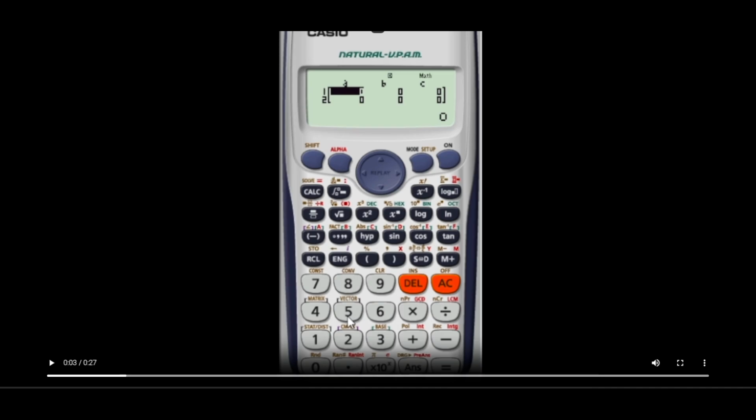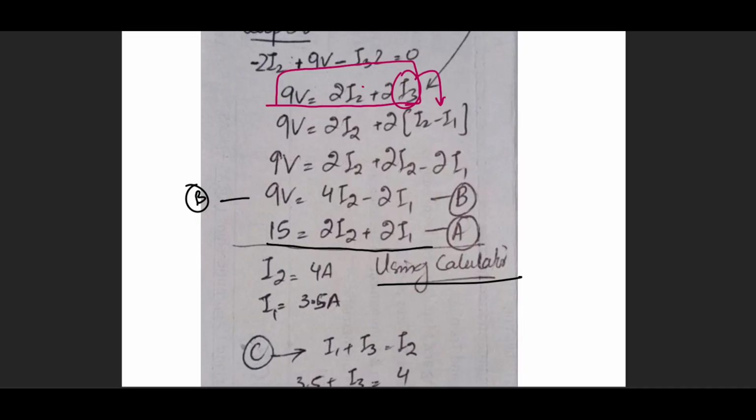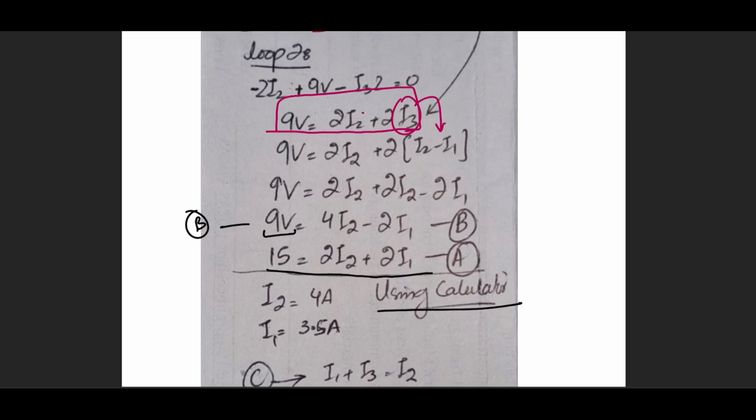Now let me write this equation down for you. This is the equation that we're trying to solve. Be very careful how to use the calculator for this. Let's say this is the equation that you're actually looking at. So this is 4x minus 2y equals 9. And this is 2x plus 2y equals 15. This is what the equations actually look like.